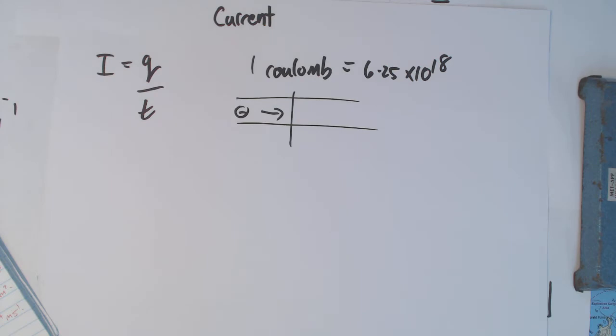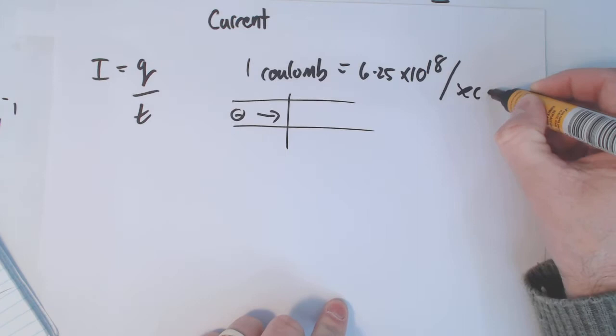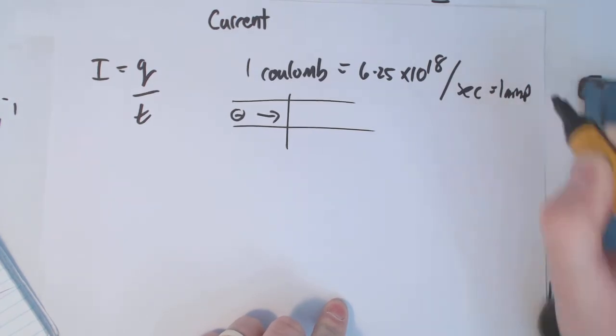You've got 1 amp. So we don't use electrons obviously because that's 6 million million million electrons, which is a lot. So electrons are small, but there's a lot of them in a small space, more than you would think. So we would call that that many per second will be equal to 1 amp.